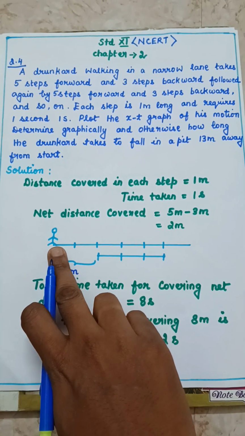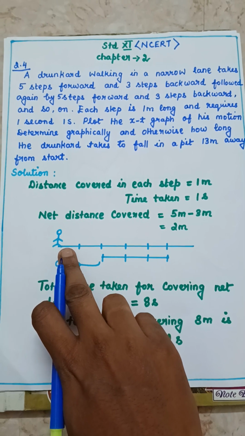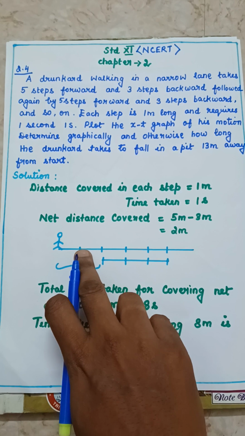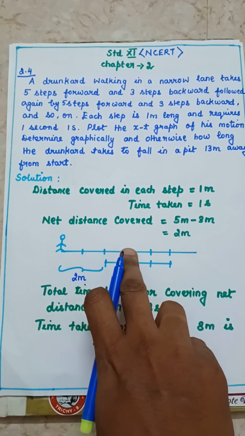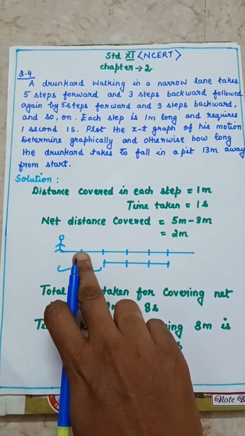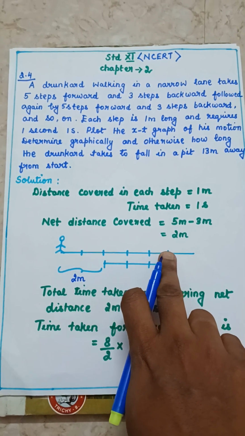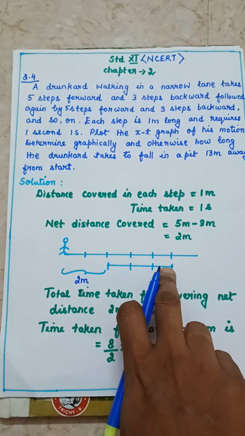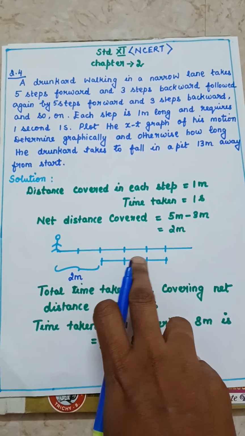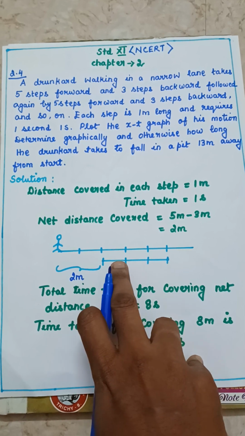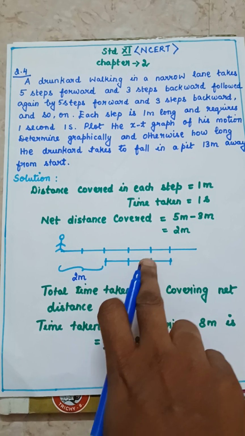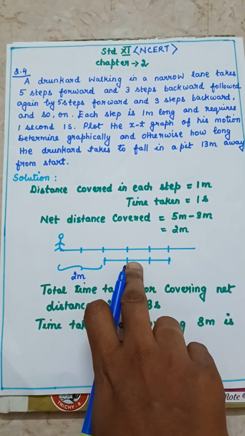So just imagine a person standing here and he is walking and he is covering 1 meter in each step in the forward direction, like 1 meter here, 1 meter here. So likewise he is covering 5 meter in the forward direction, and then he covered 3 meter in the backward direction, because 1, 2, 3. So he is taking 3 steps in the backward direction. So 5 steps in the forward direction and 3 steps in the backward direction.